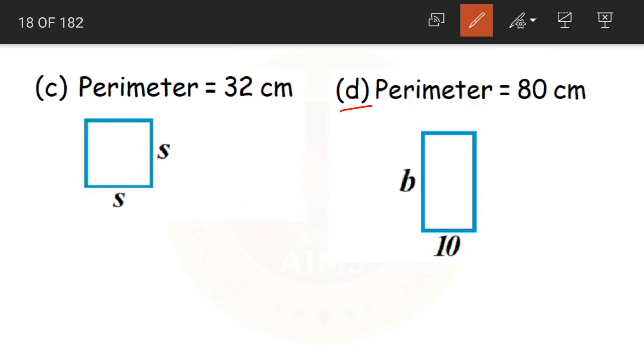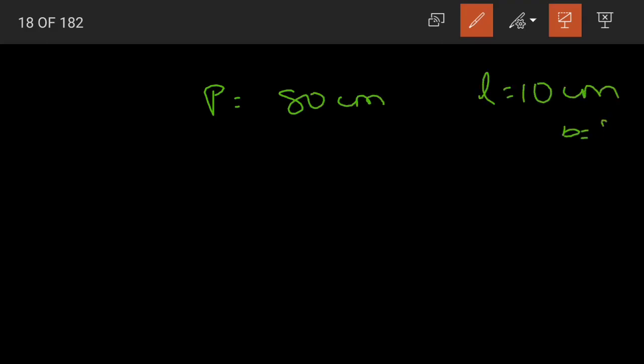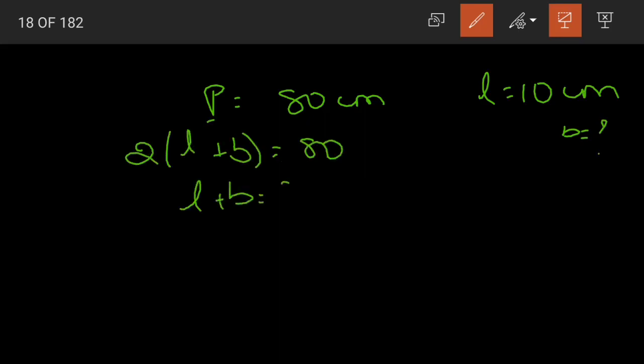Now coming to the last question, that is the perimeter is given as 80 centimeters. Now this is the perimeter of a rectangle. We know that its perimeter is 80 centimeters and length is 10. P is equal to 80 centimeters, length is equal to 10 centimeters. We have to find out the breadth. What is P? 2 into (L plus B) is equal to 80. So L plus B will be equal to 80 divided by 2. So L plus B is nothing but 40 centimeters.